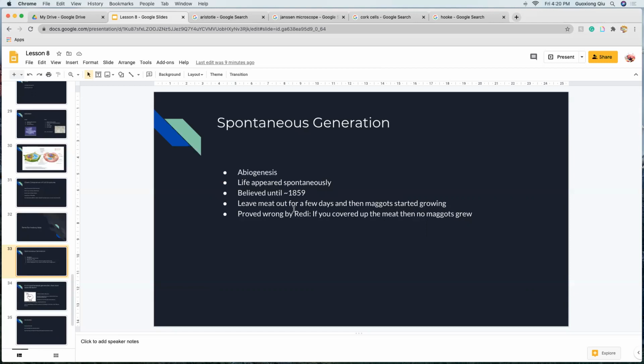But then scientist Redi proved it wrong. He left meat out for a few days, but he covered it. So let's say he wrapped it in plastic or something, which probably did not exist at the time, but you get the idea. He covered it up, he left it for a few days, he came back and he's like, no maggots grew on this piece of meat. Therefore, spontaneous generation is fake.